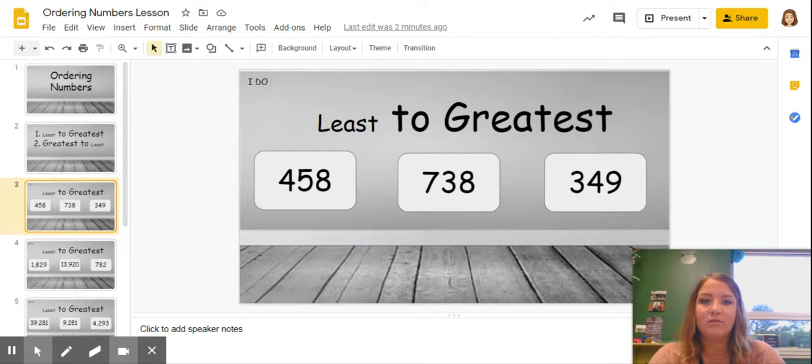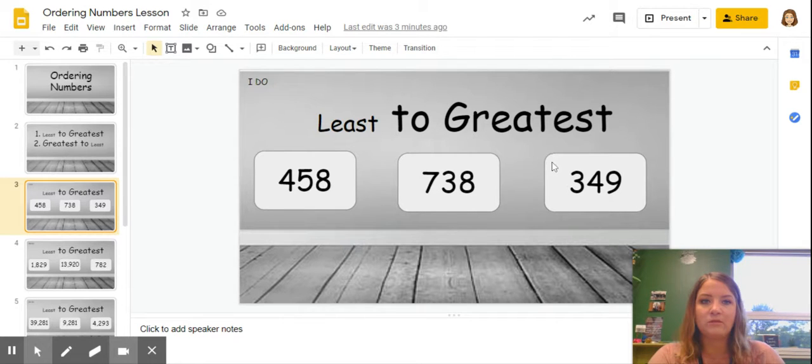I'm going to look at the three numbers that I have in this example, and I'm going to look at the largest place value. I see that each of these numbers are all in the hundreds. So I have 400s, 700s, and 300s. I'm going to compare those and look for the least because that's where I want to start when we're looking for least to greatest. So the least number is 300s. So 349 is the smallest number in this example.